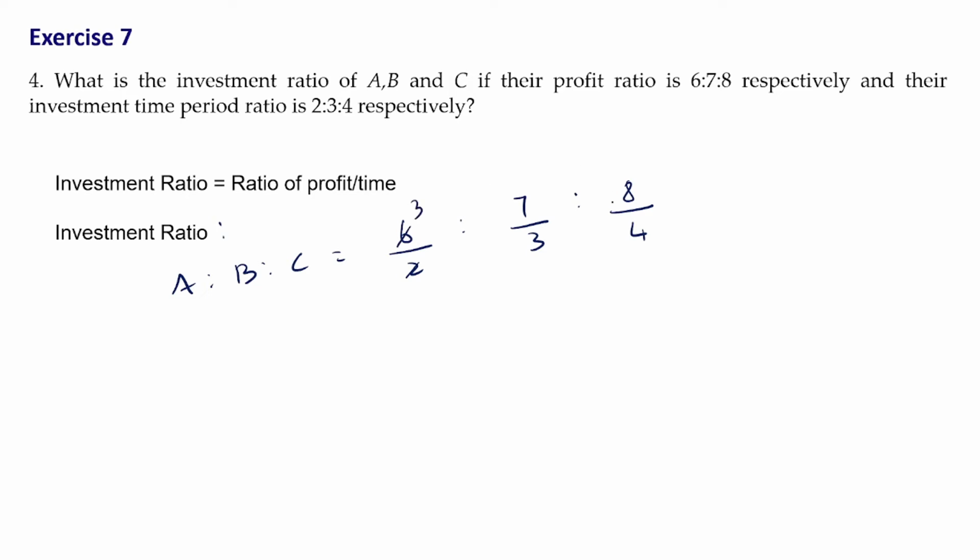So the investment ratio is given by this ratio. So we can simplify to get the answer. So this is equal to 9:7:6. So the ratio of investment of A, B and C is given by 9:7:6.